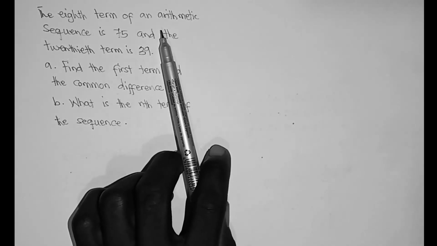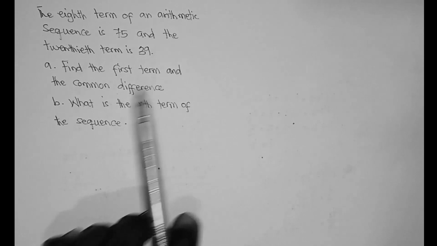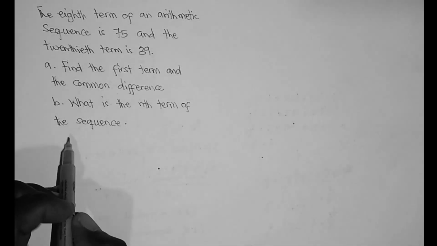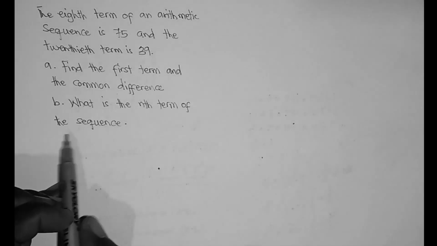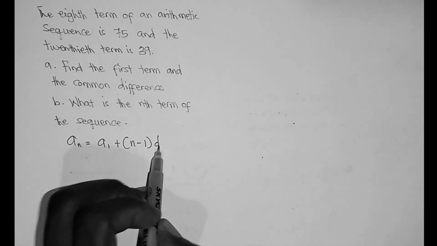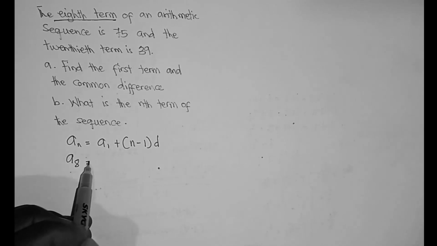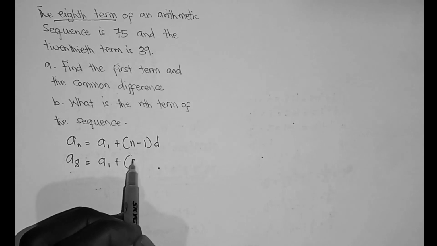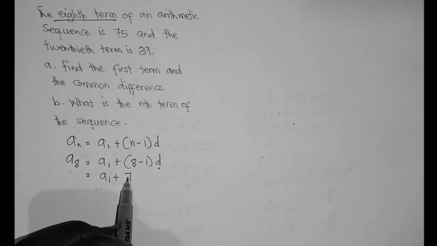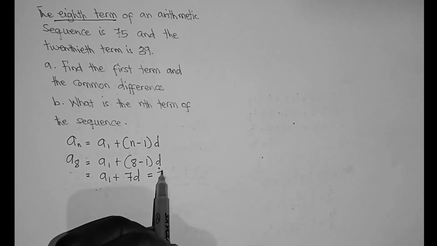The eighth term of an arithmetic sequence is 75, and the 20th term is 39. A. Find the first term and the common difference. And then B. What is the nth term of the sequence? So let's write the general formula for finding the nth term of a sequence. An is equal to A1 plus (n minus 1)d. So he says that the eighth term, so let's find A8. A8 is equal to A1 plus n is 8, so that will be (8 minus 1)d. And A8 is equal to A1 plus 8 minus 1 is 7, so 7d. So the eighth term is 75, so all of this must be equal to 75.